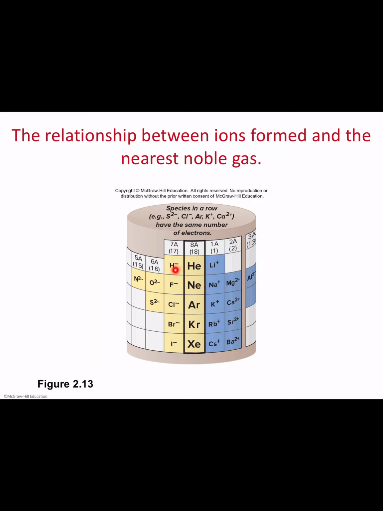Same thing for hydrogen. Hydrogen has 1 electron. If you take 1 more, it becomes H minus. Now it has 2, which is similar to helium, which has 2 electrons. So the other elements also gain electrons to resemble the closest noble gas configuration. Okay.